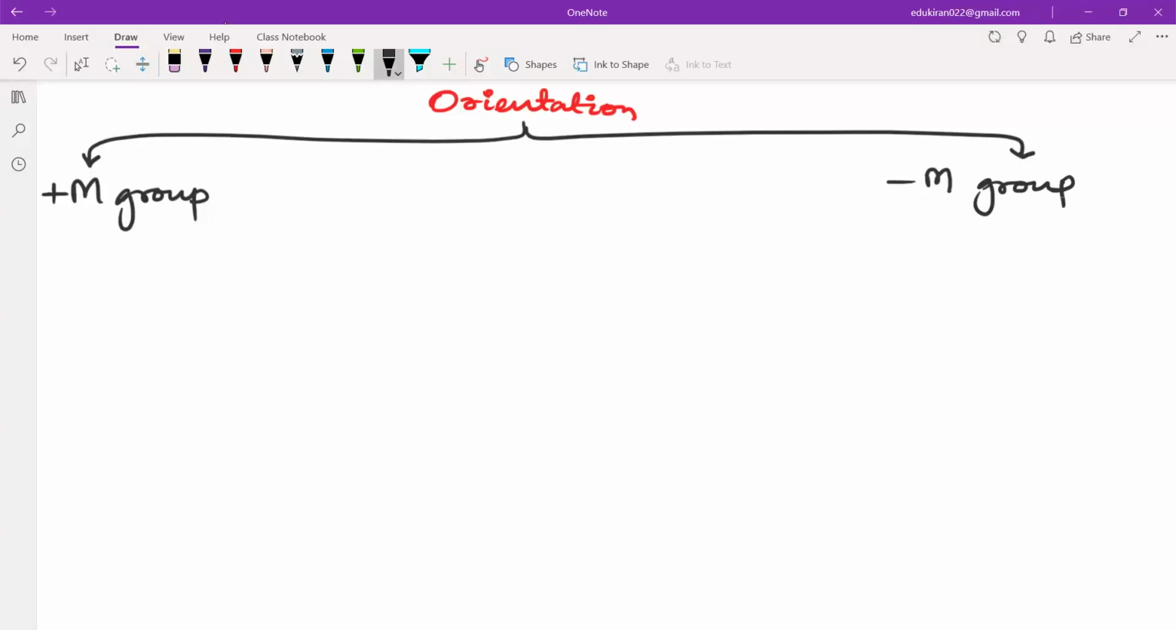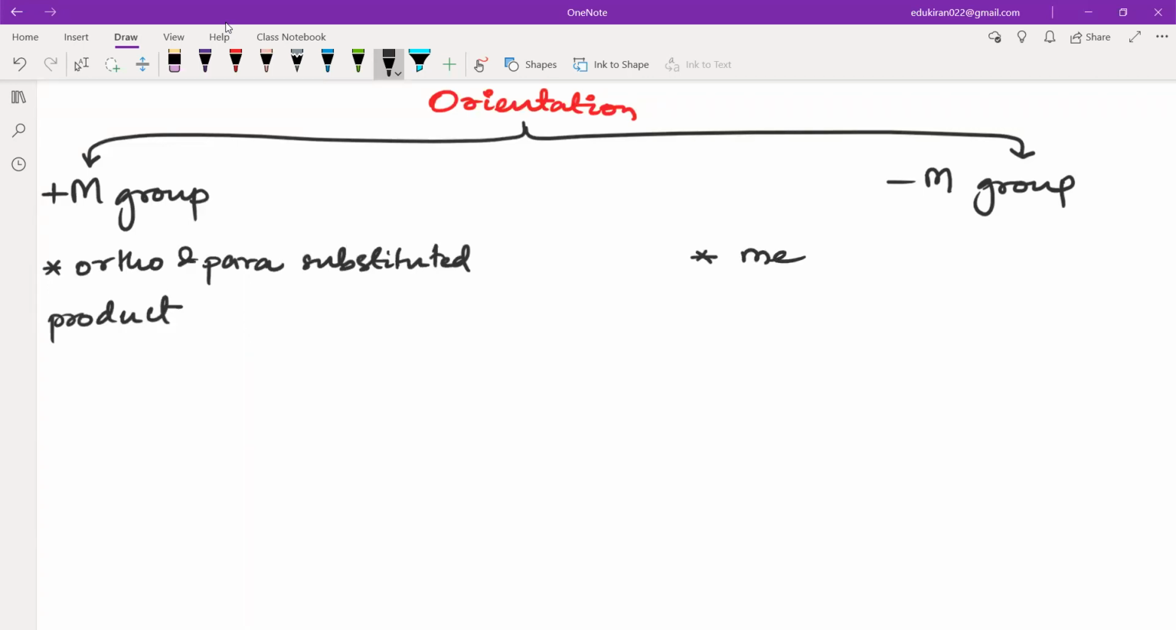Now, when we have a plus M group, then we are going to get ortho and para substituted product. That means the electrophile will be attacked from the ortho position and the para position. And if I have a minus M group, then we know that the more electron dense site is what? The meta position. So we'll get only meta substituted product.